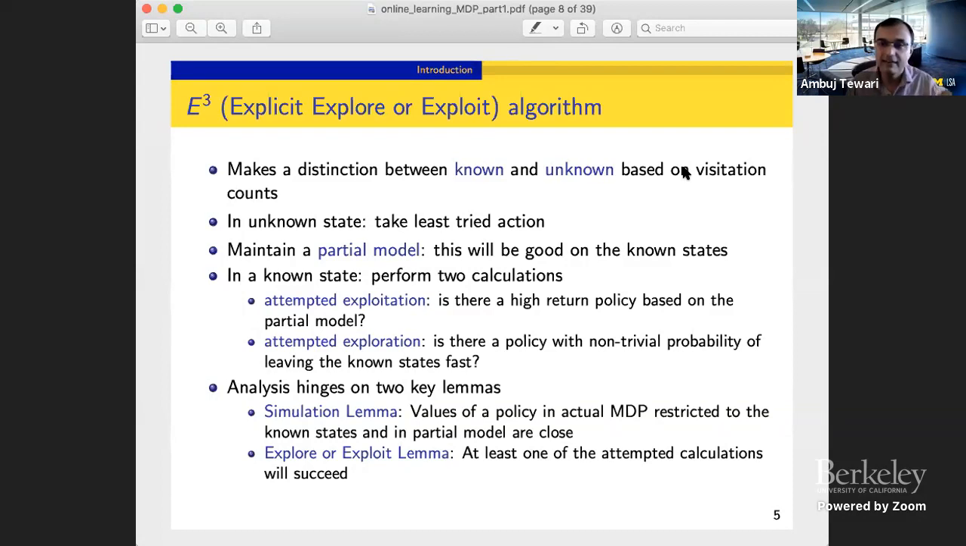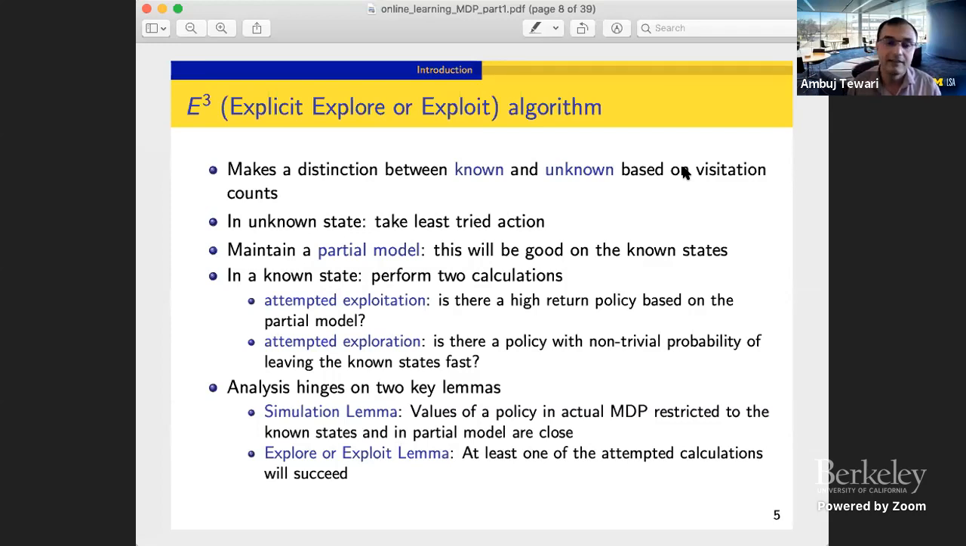And the key design principle in this algorithm is an explicit separation of exploration and exploitation. What does that mean? At a high level, the agent performs two calculations. It says, well, given the partial model right now, is there a policy which will give me high returns, high rewards, based on that partial model alone? So that's the attempted exploitation. And also ask the question, is there a policy which will very quickly take me out of the set of known states? So maybe I can go and learn something about the unknown states.